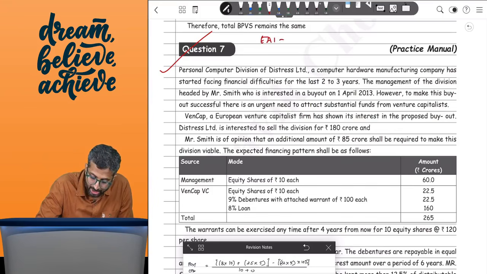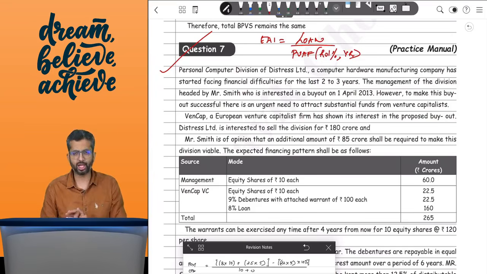Well, equated annualized installment will be calculated as loan divided by the PVAF at the rate of interest pre-tax for the number of years in the loan. This is based on the IRR concept. From the banker's perspective, we will say that IRR says that the present value of cash outflows should be equal to the present value of cash inflows.